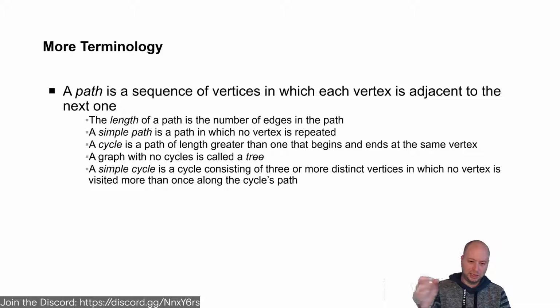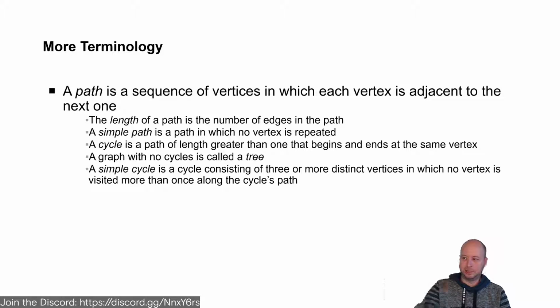So a vertex can be connected to itself, but that is not a cycle. A graph with no cycles is called a tree, which I'm sure you can kind of imagine. If there are no cycles in a graph, then you're guaranteed a tree-like structure. And a simple cycle is a cycle consisting of 3 or more distinct vertices in which no vertex is visited more than once along the cycle's path.